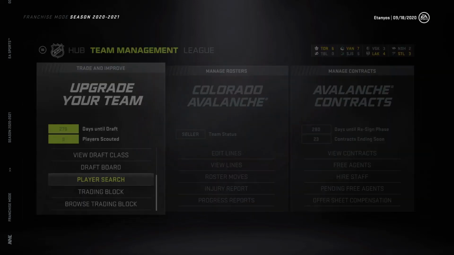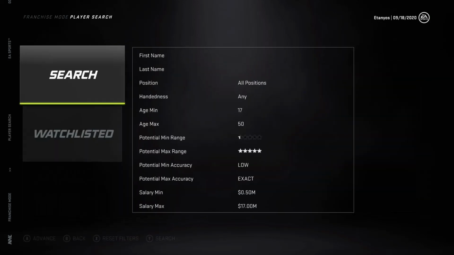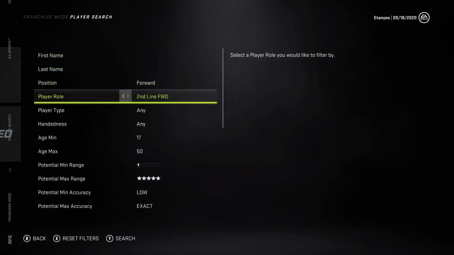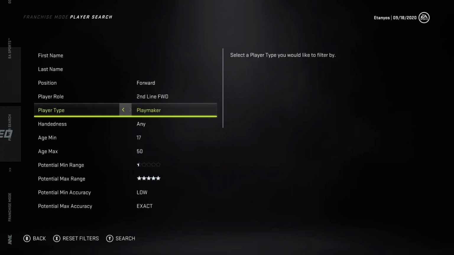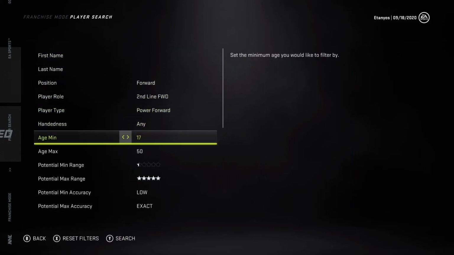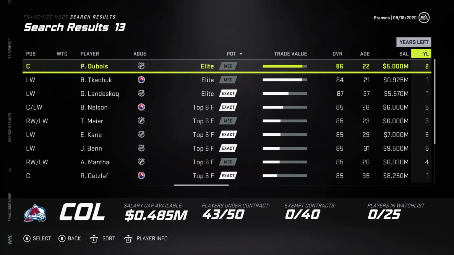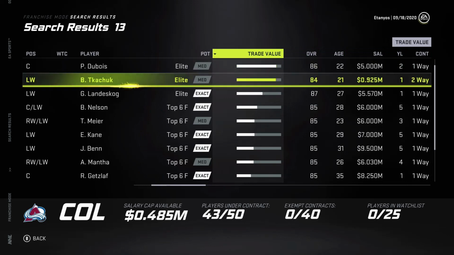Right? So if we do player search, you can literally go in and scout exactly what you're looking for. So let's say we're looking for a forward, let's say a second line power forward, right? That's exactly what we're looking for. Let's see what's available. So there's 13 players with that second line kind of role for a power forward.